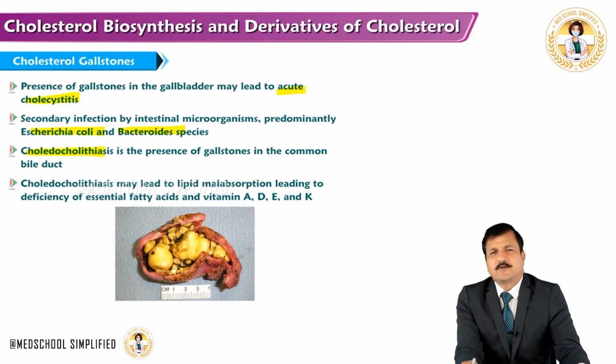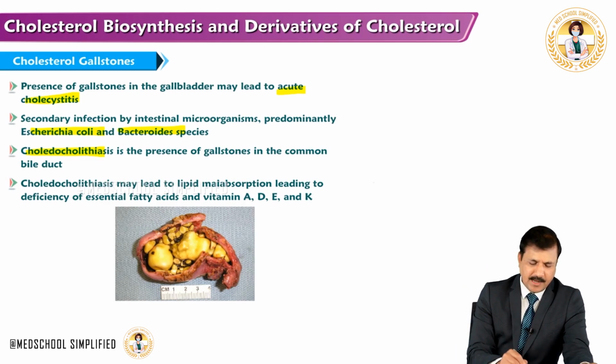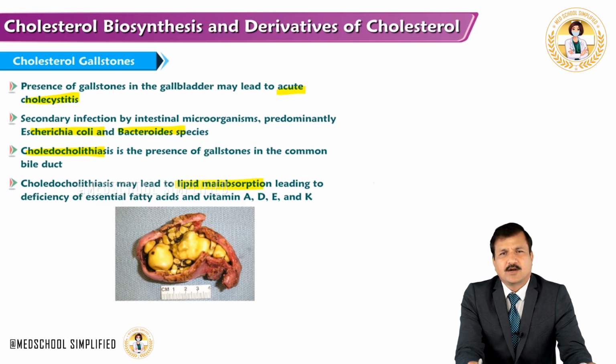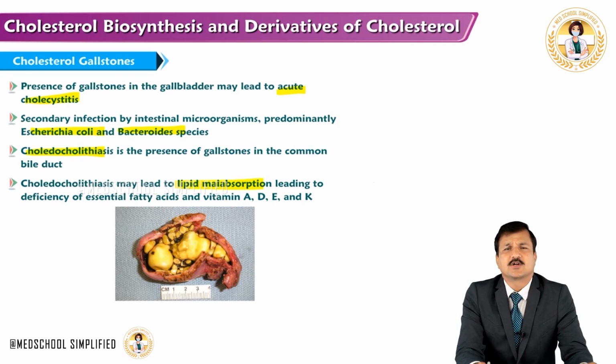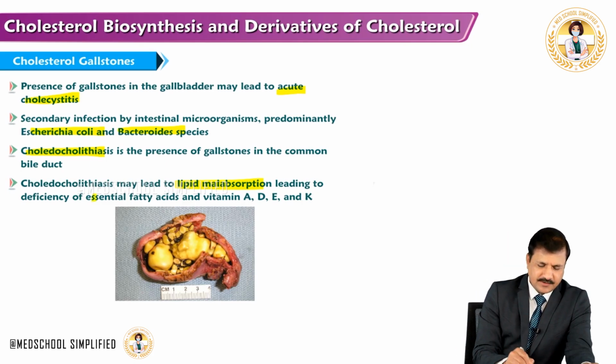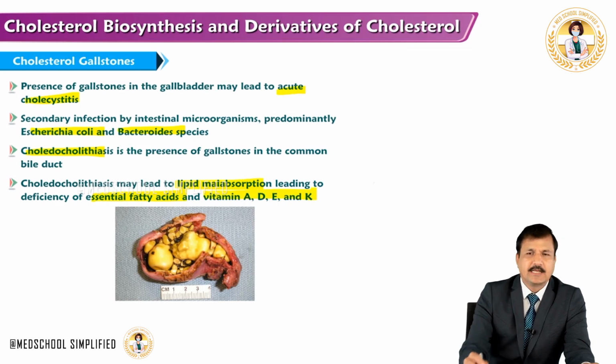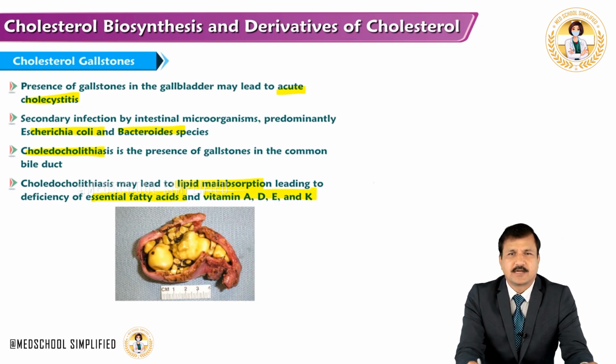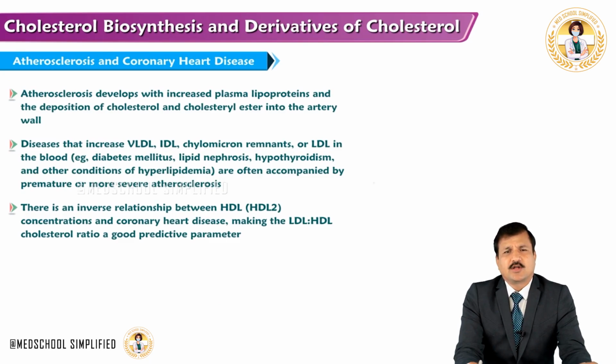This type of obstruction may lead to lipid malabsorption because the gallbladder contents, which are bile acids and bile salts, bilirubin, and cholesterol, all have to come into the duodenum, especially the bile acids and bile salts, which need to participate in emulsification for digestion and absorption of dietary lipids, and that doesn't go on. So this will lead to fat malabsorption, especially deficiency of essential fatty acids and vitamin A, D, E, K deficiency. Remember that.